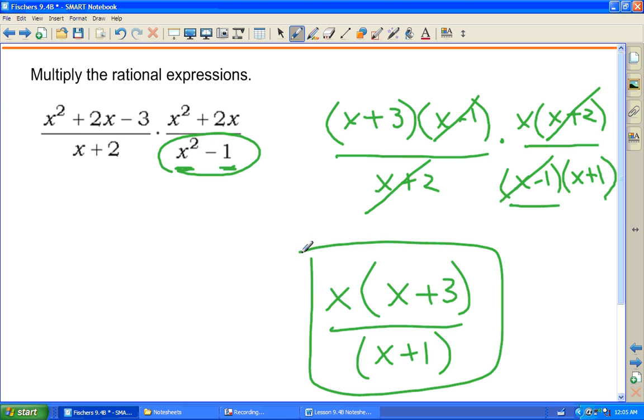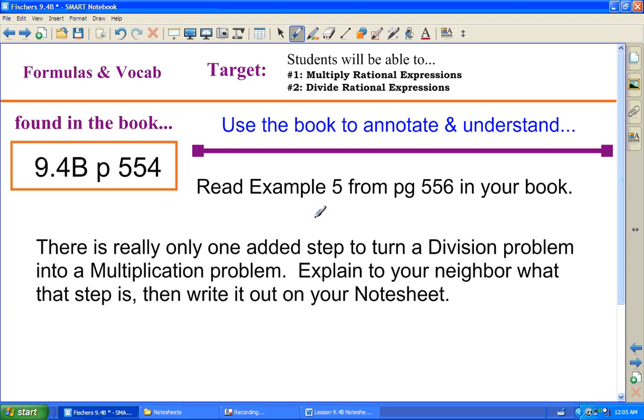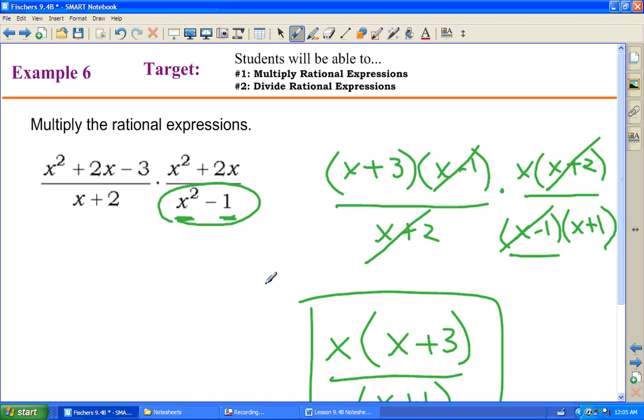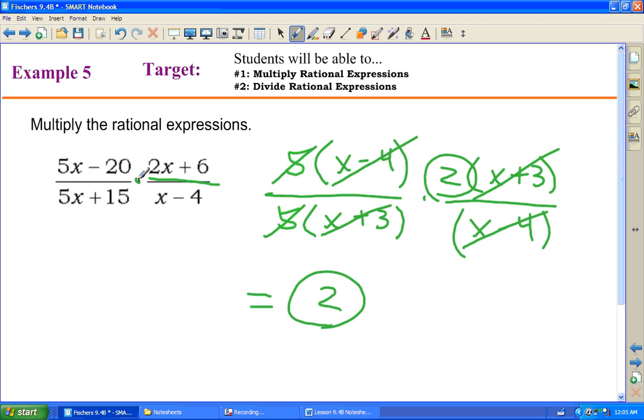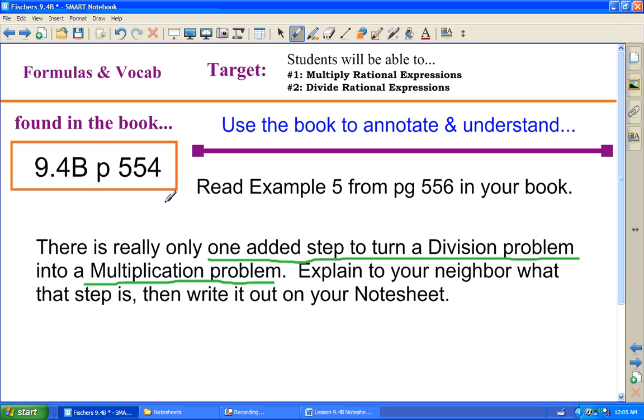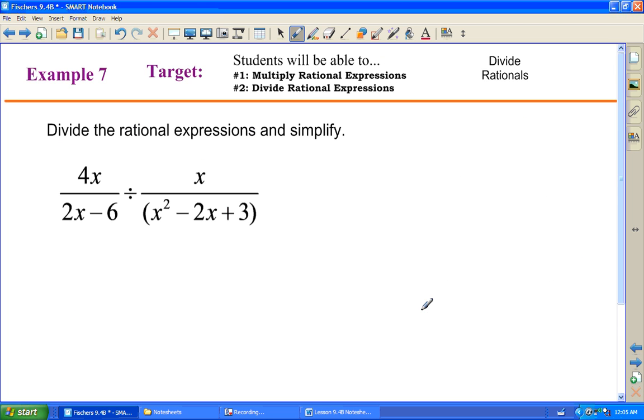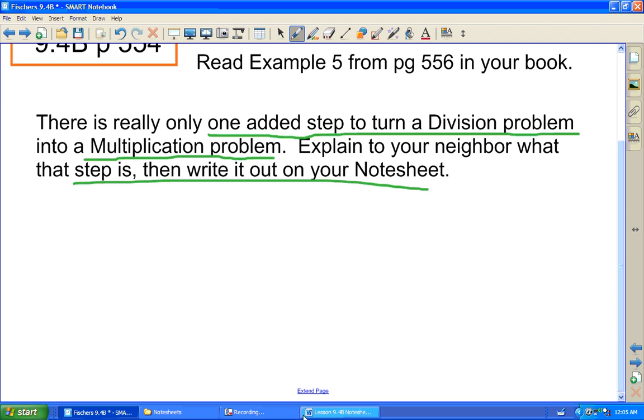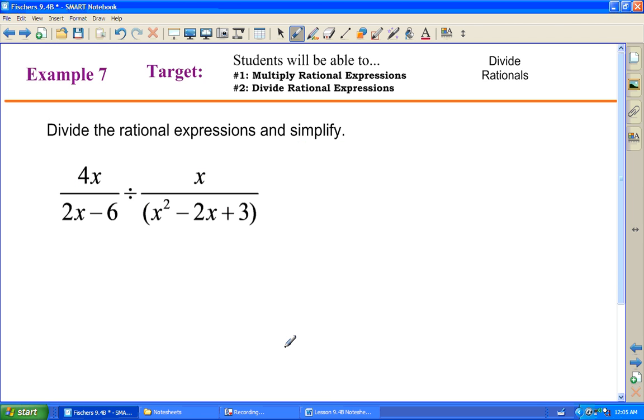Hope you got that. Okay, now looking at page 556 here, we want to take a look at a division problem, and there's really just one added step to make a division problem into these multiplication problems that we've been solving. Notice these have all been multiplication, multiplication, multiplication. So these are easier to do because you can cross multiply. Explain to your neighbor what that step is, then write it out on your note sheet as stated on the note sheet there. Okay, hopefully that step you understood is just the flipping and then multiplying.